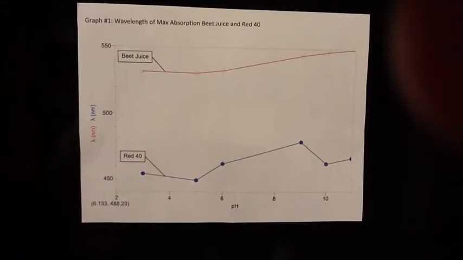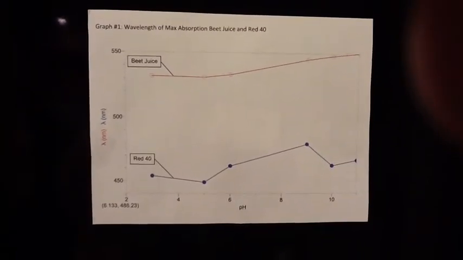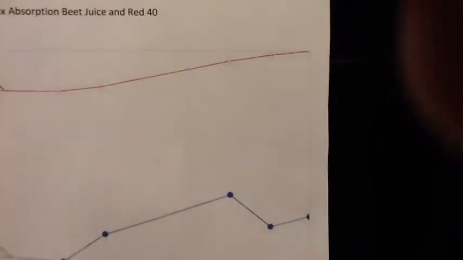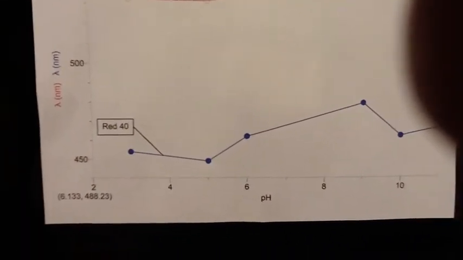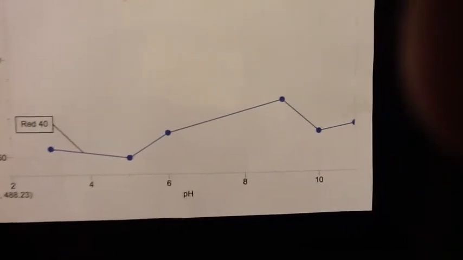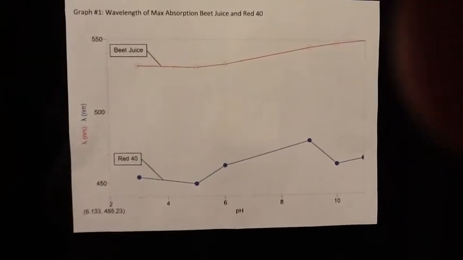Our results show that there is a gradual shortening of wavelength for beet juice as pH increases or base is added, while values for red 40 at varying pHs did not have a consistent pattern or trend. There was a wider range in red 40 compared to beet juice, so this would mean that the red 40 is slightly more affected by pH.